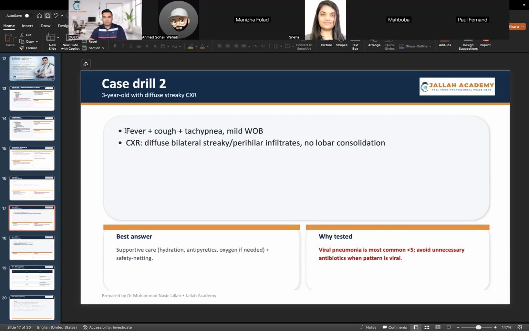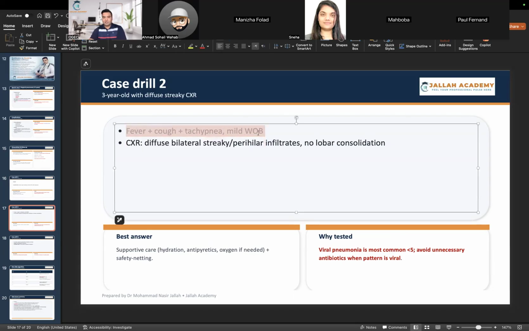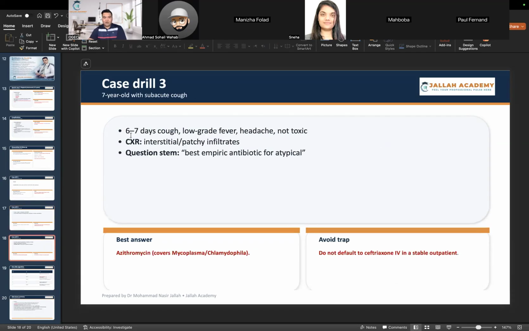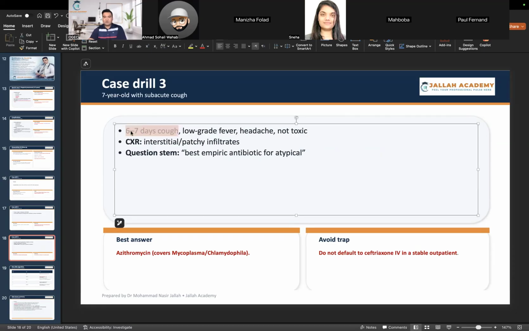Case number 2, you have a patient with fever, cough, tachypnea, mild, X-ray diffuse bilateral. So if it is bilateral streaky perihilar infiltration, it is what? Viral. For viral, what do we do? Supportive. Why tested? Viral pneumonia is most common in less than 5 years. Avoid unnecessary antibiotic. Okay. Now, case 3, age 5 to 6. If it is 5 to 6, think about 2 things. Either it is mycoplasma pneumonia or chlamydia.